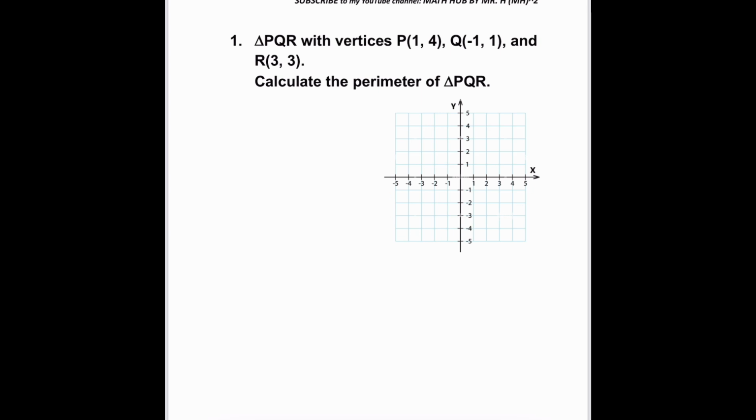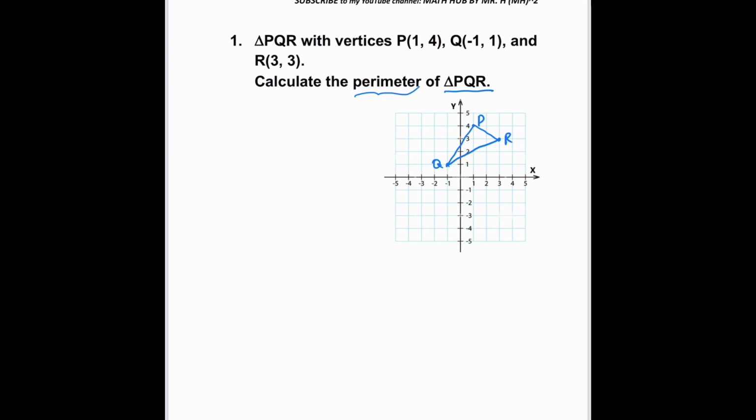So let's start with point P. 1, comma 4 is here. So that's point P. And point Q at negative 1, comma 1. So that is point Q. And that's point R. All right, so that's triangle PQR. In order for us to calculate the perimeter of this triangle, we need to find the length of each side of the triangle. This is an application of the distance formula.